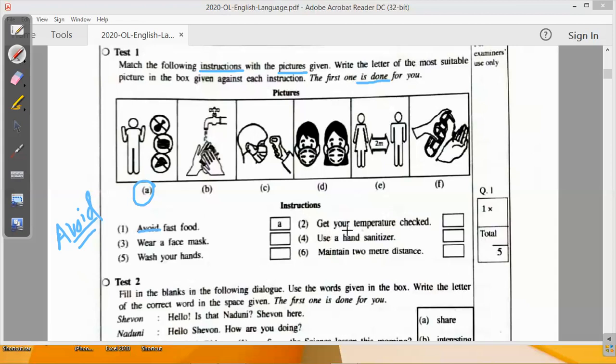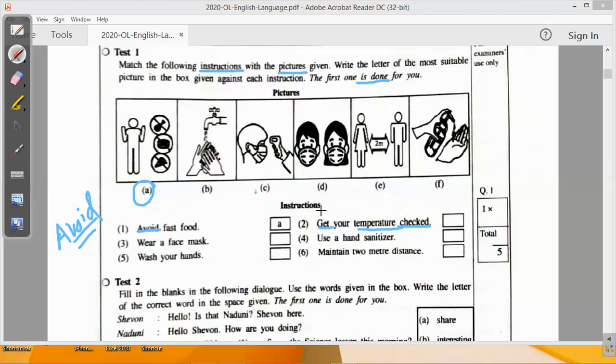So get something done, get temperature checked, right? That means you're not the one who is doing that. You get somebody to do that. You ask somebody to do that because somebody else is doing the job, right? Get your temperature checked means you go to someone and then ask them to check your temperature. It seems like C. Now let's wait and see.